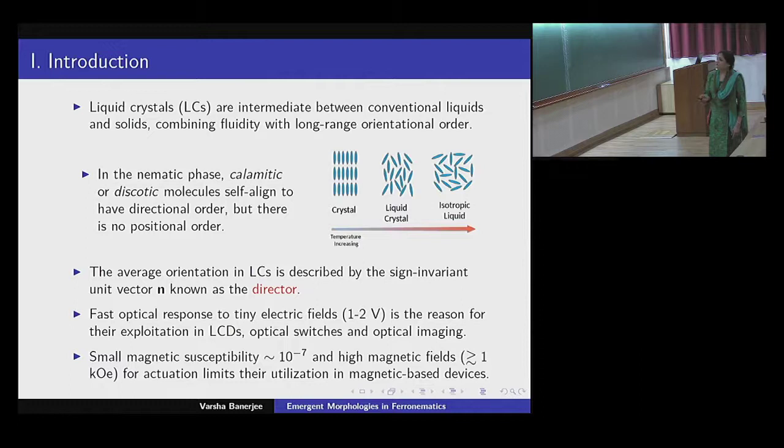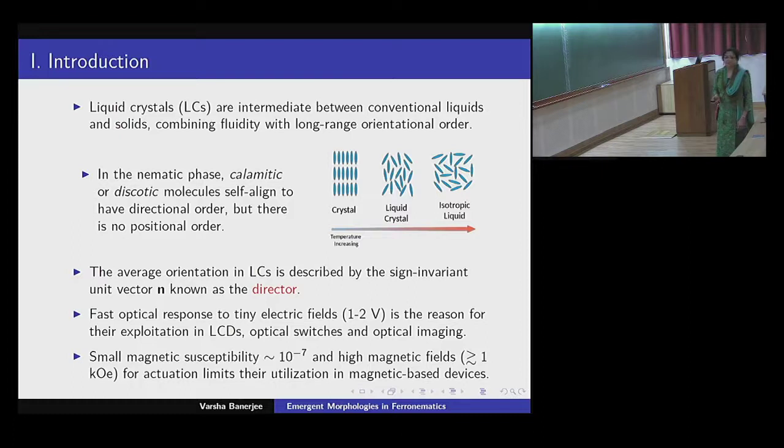In this particular phase, the calamatic or discotic molecules self-align to have a directional order, but there's no positional order in this system. One can see this from this particular cartoon here. The average orientation of liquid crystals is described by a sign invariant unit vector, which is known as the director.